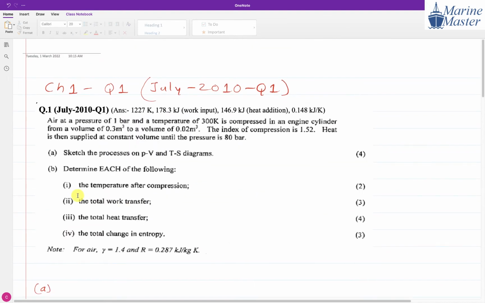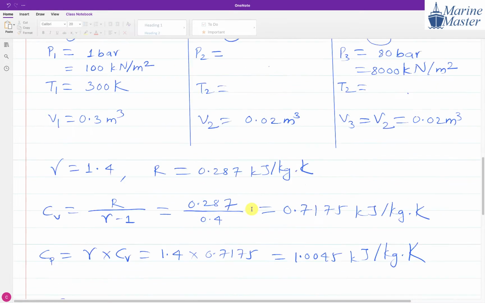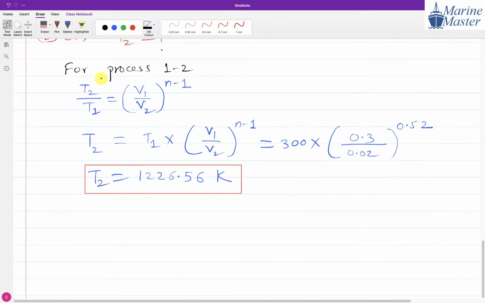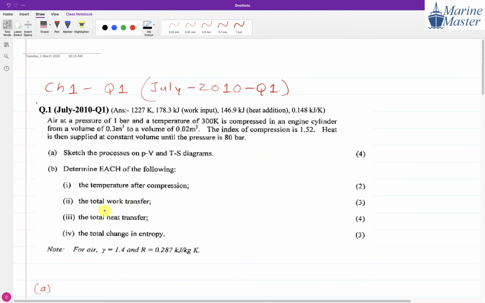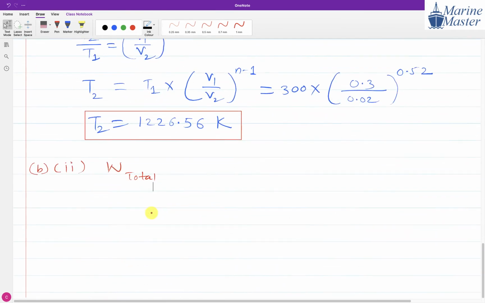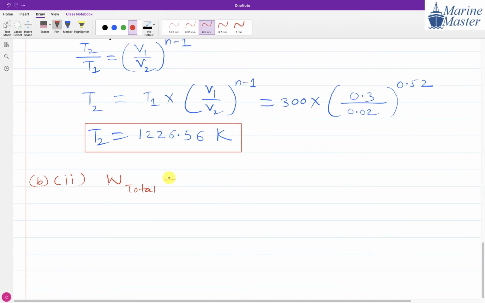Now try to see further what they are asking us in the second part: total work transfer. What is our target in the second part? Total work transfer, W total. And W total will be W1-2 plus W2-3. That is the total work transfer.